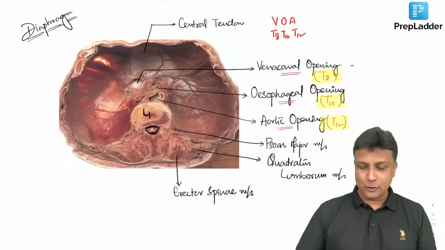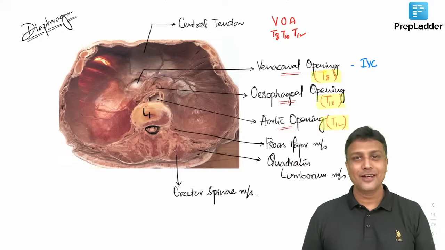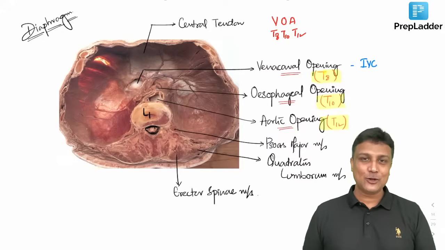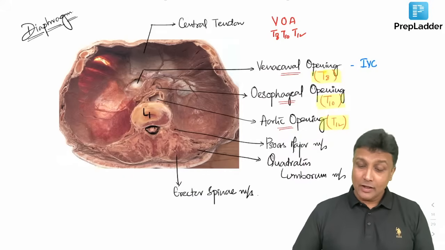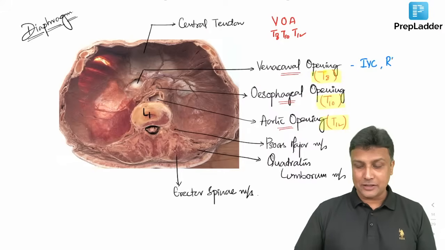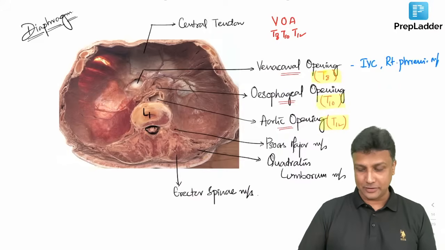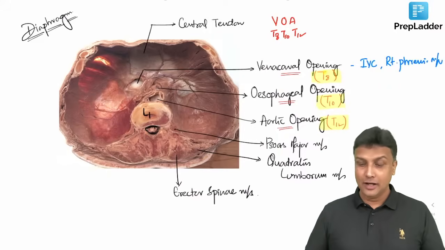Vena cava opening, of course, there will be the inferior vena cava. Please write that and forget about that one. Why? Because of course it is the vena cava opening, and what is going to pass from there? The inferior vena cava is going to pass from there only. So they will never ask you that one, sir. Now, along with that, what else is going to pass from here? Please remember the right phrenic nerve is going to pass from there, guys. Along with the inferior vena cava, the right phrenic nerve is going to pass from here.